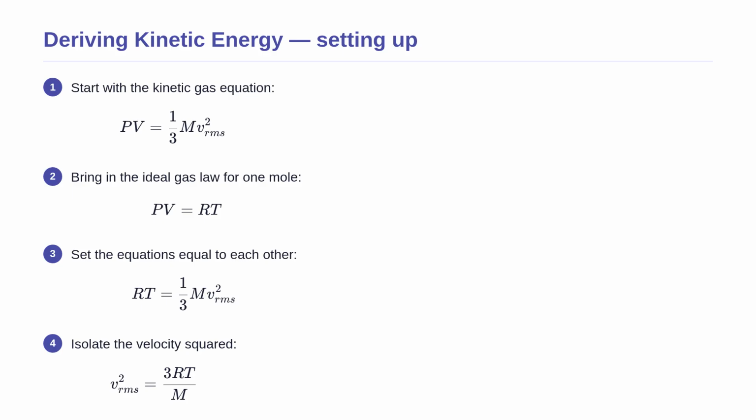Because both of these equations are equal to the product of pressure and volume, we can set them equal to each other. The left side represents thermal energy, and the right side represents mechanical energy. This is a crucial step because it bridges the gap between thermodynamics and mechanics. Finally, we multiply by 3 and divide by mass to isolate the square of the root mean square velocity.